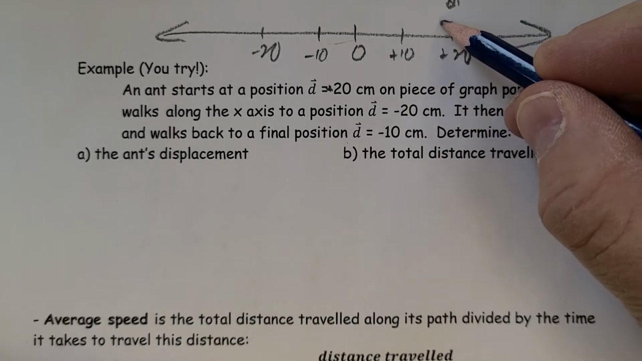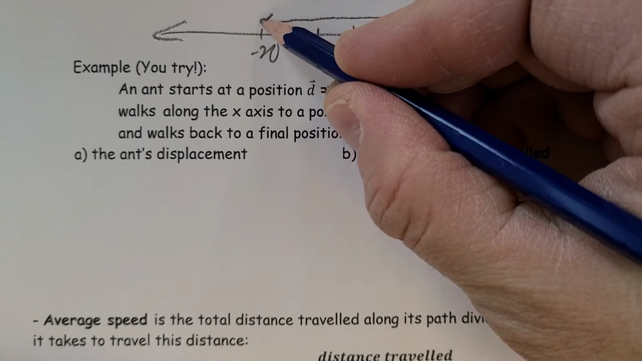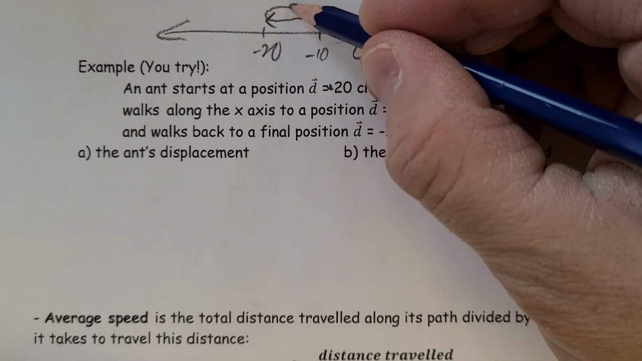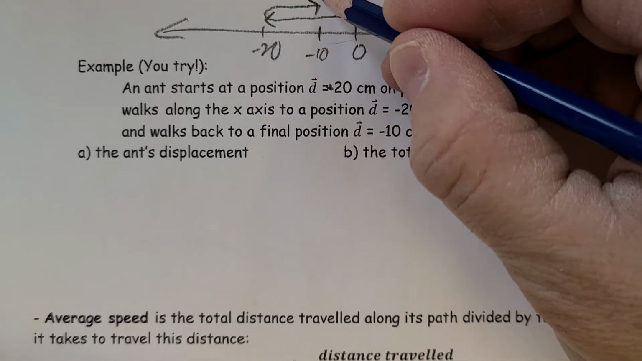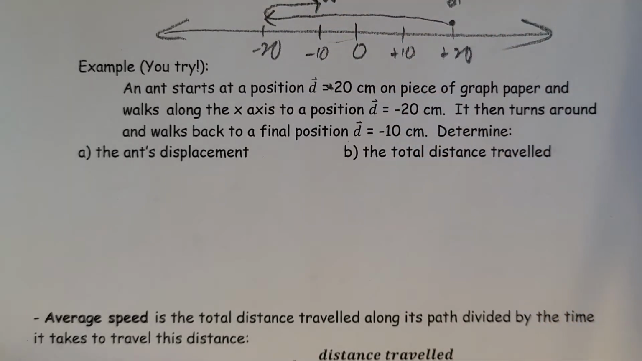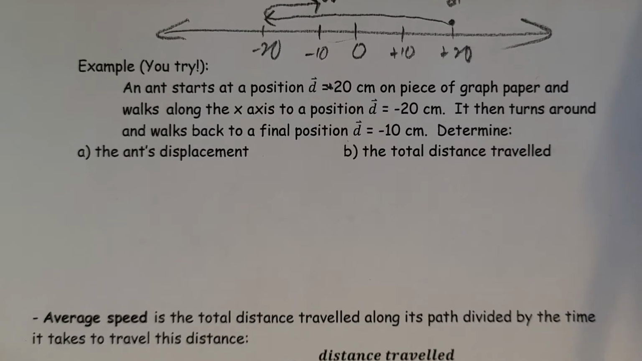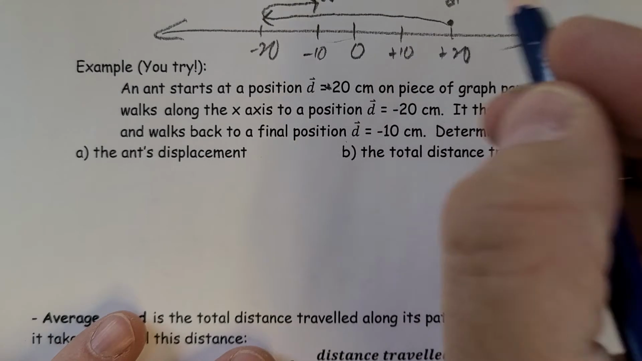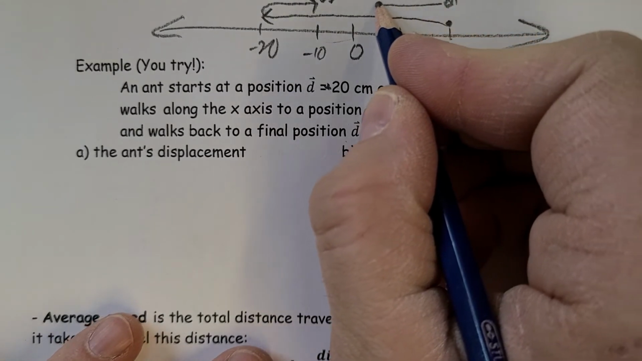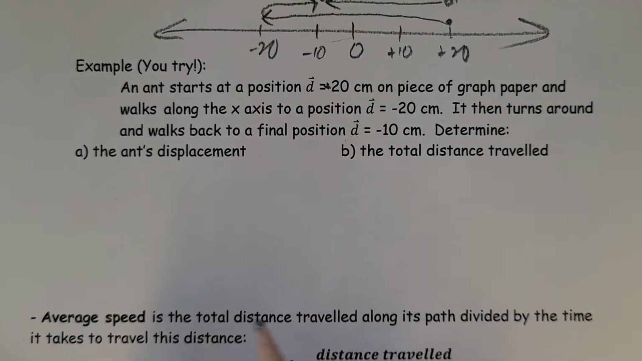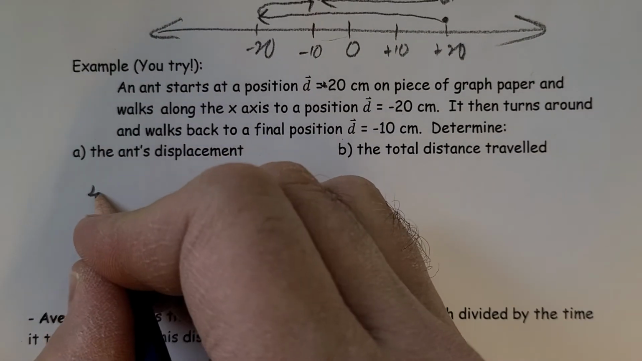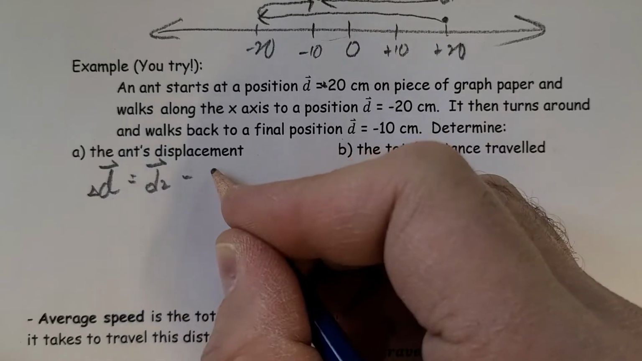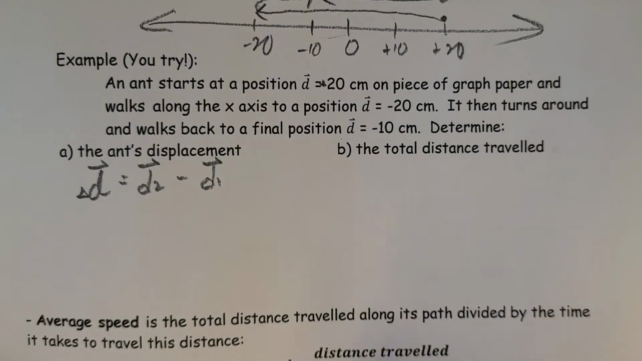I move to the negative 20 position, turn around, and end up at the negative 10 position. So that's where I end up when all is said and done. And you can just look at this and see that it's going to be from start to finish 10, 20, 30. You can see it's going to be negative 30. But we could put it in terms of final position minus initial position. We could do it like that.